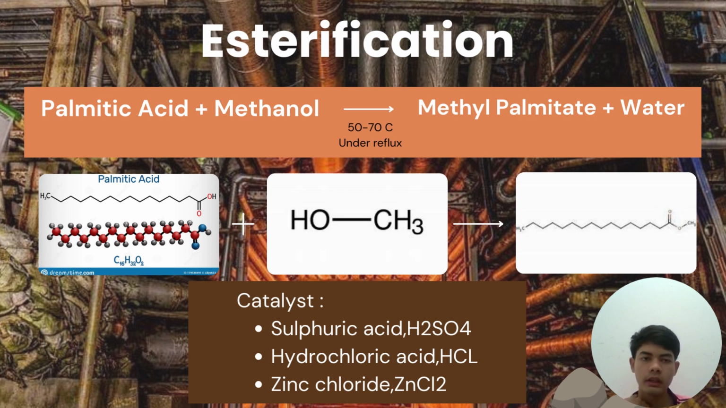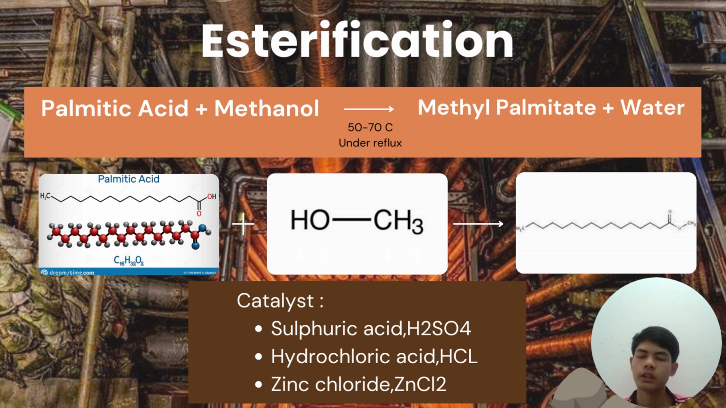Next, for the mechanism of the reaction, in the presence of an acid catalyst, the palmitic acid will be protonated by the catalyst, generating a reactive species called an acylium ion. So the protonated palmitic acid donates a proton to the acid catalyst, forming an acylium ion.